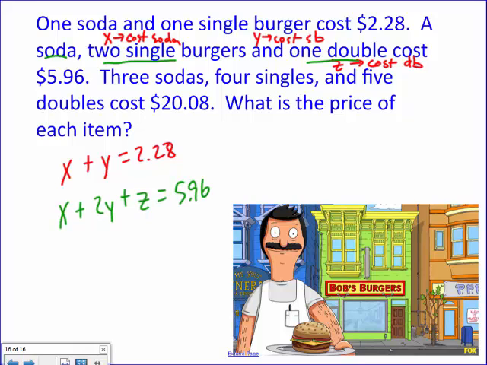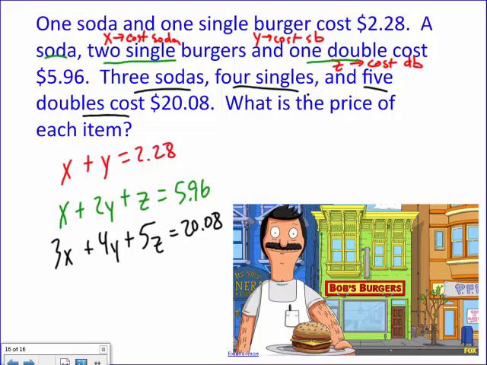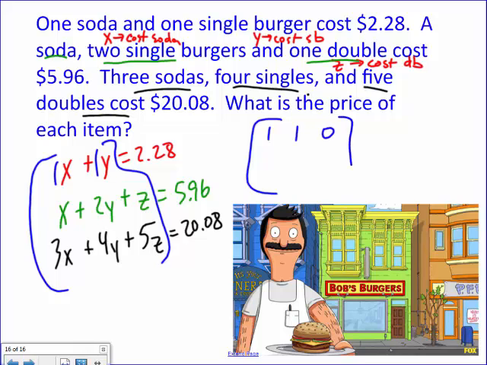I could use different variables. I don't have to use x, y, and z, I guess, but we'll just use that in this case. And then lastly, I got 3 sodas and 4 singles and 5 doubles. So 5z. And that's $20.08. So there we go. So if I wanted to solve this, I'd have to write 2 matrices. So one matrix would be with my coefficients here. So that would be what? 1 for x, 1 for y, right? Because there's nothing in front, so it's a 1, and a 0 for z since it's not there. Then I'd have a 1 for x, a 2 for y, and a 1 for z. 1, 2, 1. And I'd have a 3 for x, a 4 for y, and a 5 for z. 3, 4, and a 5.